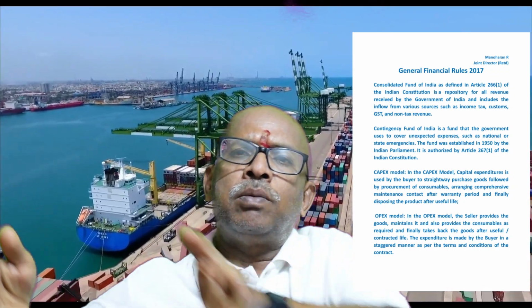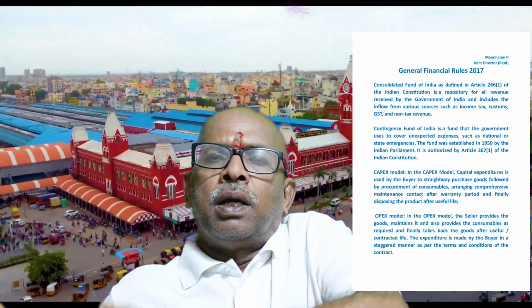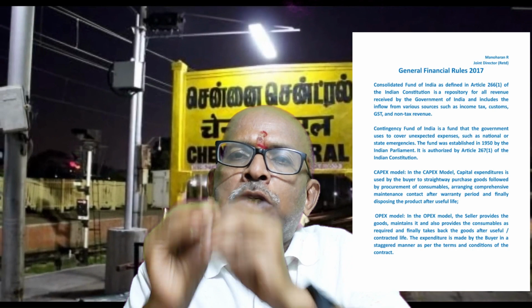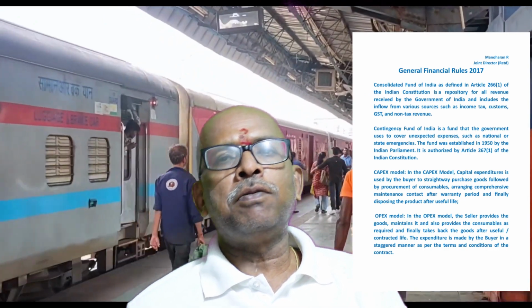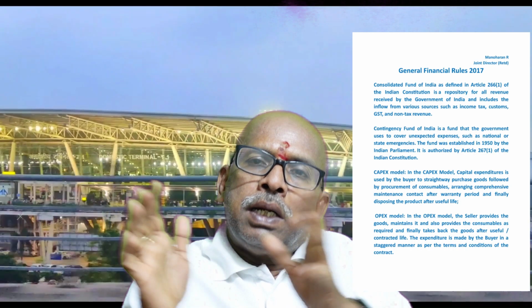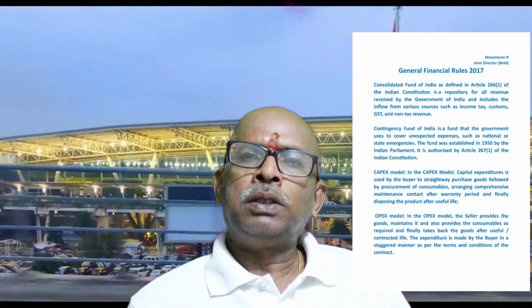So any amount that is received by the Government of India goes into the Consolidated Fund of India, and any expenditure is made from the Consolidated Fund. It is a central pool kind of a thing. Okay, Contingency Fund of India. The GFR, whatever we do, is related to use of money from Consolidated Fund of India. As simple as that. Okay, Contingency Fund of India.